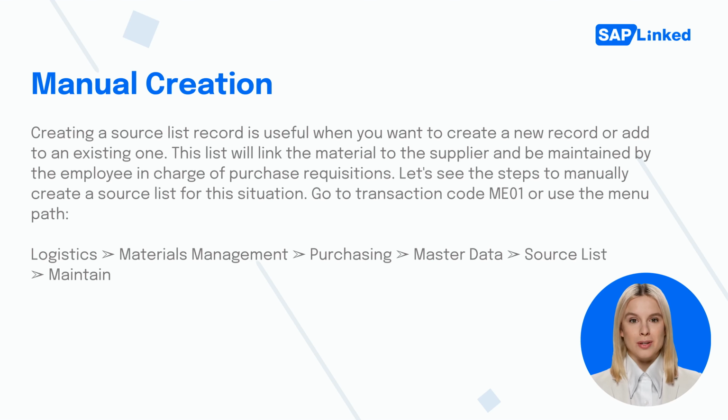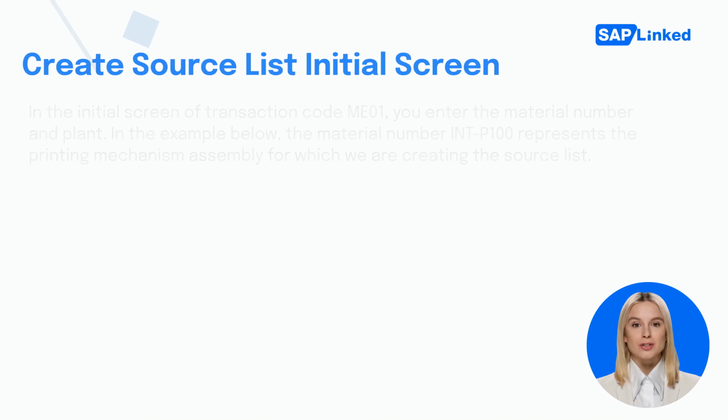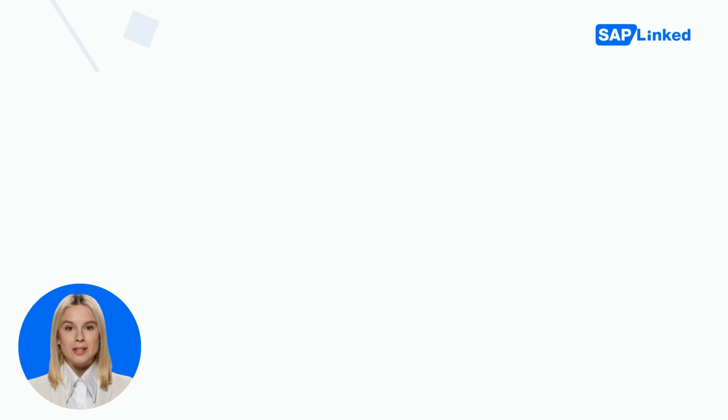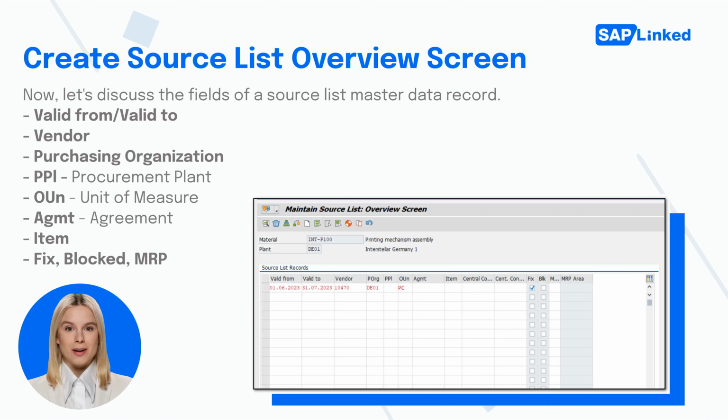This list will link the material to the supplier and be maintained by the employee in charge of purchase requisitions. Let's see the steps to manually create a source list for this situation. Go to transaction code ME01 or use the menu path: Logistics, Materials Management, Purchasing, Master Data, Source List, Maintain. In the initial screen of transaction code ME01, you enter the material number and plant. In the example below, the material number INTP100 represents the printing mechanism assembly for which we are creating the source list.